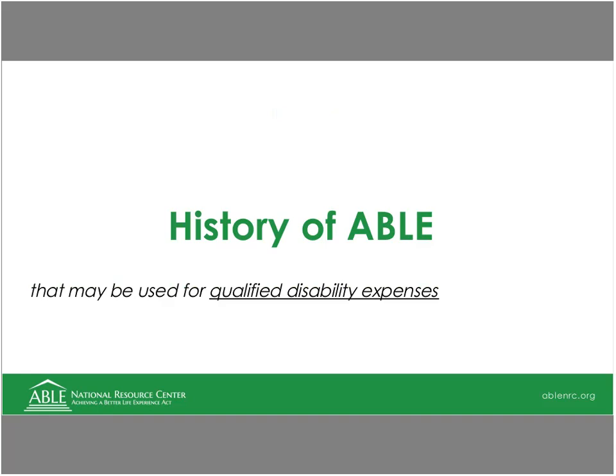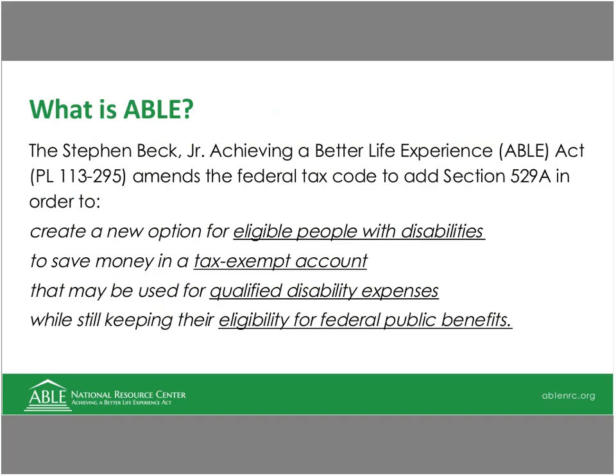Let's talk about the history of ABLE. So what exactly is ABLE? Well, ABLE is technically the Stephen Beck Jr. Achieving a Better Life Experience Act, and what it does is it amends the federal tax code to add section 529A. And what does that do? That creates a new option for eligible people with disabilities to save money in tax-exempt accounts that may be used for qualified disability expenses while still keeping their eligibility for federal public benefits.